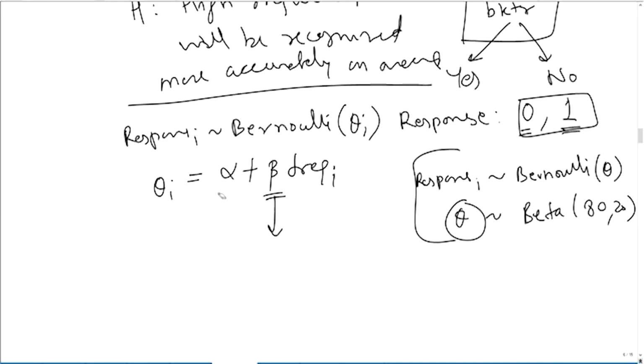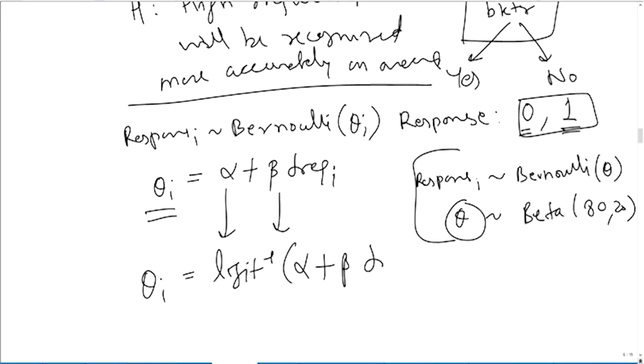That means basically we need some transformation that can keep theta between 0 and 1 strictly, such that you can allow an alpha and beta to be anywhere between minus infinity and plus infinity, but still the value of theta remains between 0 and 1. So if you can apply some transformation, something like this, inverse logit of alpha plus beta into frequency i. So if you write it like this, the same function like this.